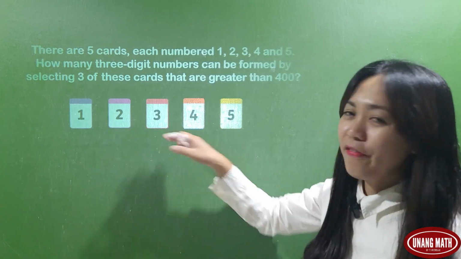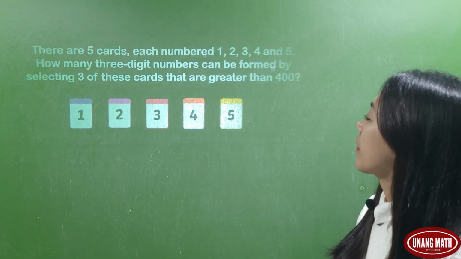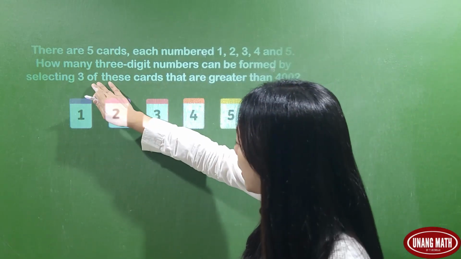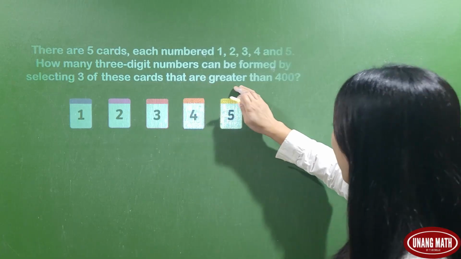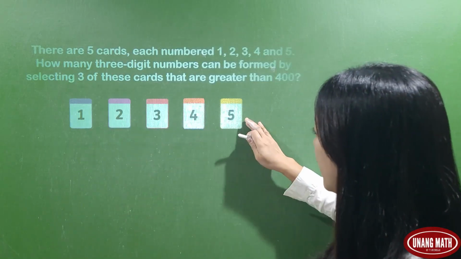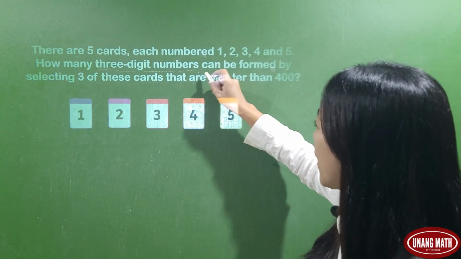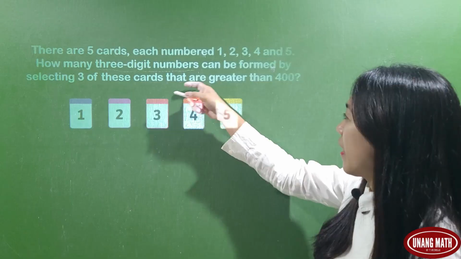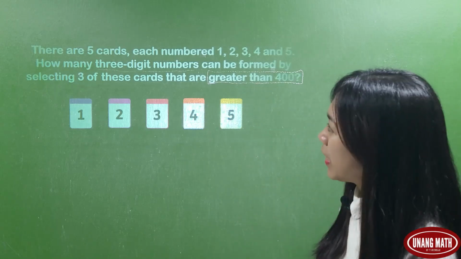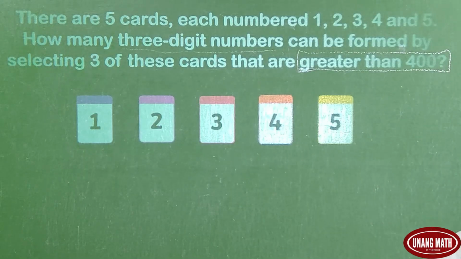There are 5 cards, each numbered 1, 2, 3, 4, and 5. How many 3-digit numbers can be formed by selecting 3 of these cards that are greater than 400? So 5 cards are here, numbered 1 until 5. It's asking for how many 3-digit numbers can be formed by selecting these cards. There is a condition here: these 3-digit numbers must be greater than 400. Okay, let's find out.